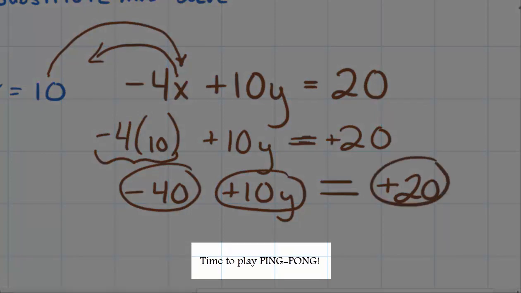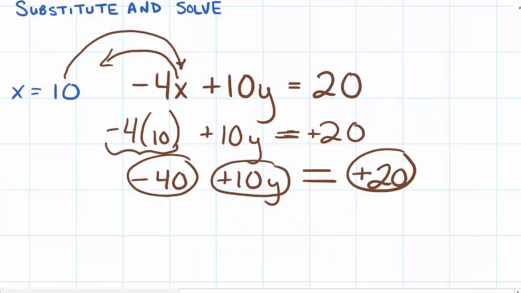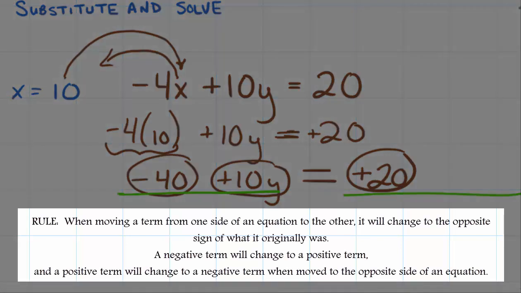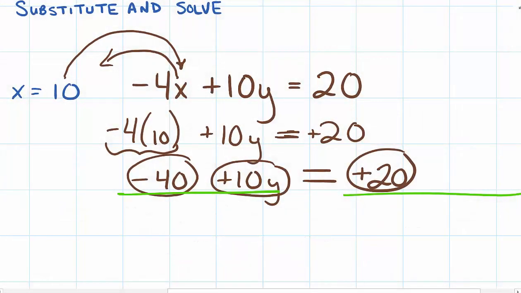All right, so when I solve equations, I teach all my students, this is like a ping pong table, and the equal sign is our net. And we can ping pong any term we want to the other side of the equation. The only rule that we have to follow is that it's going to change to the opposite. So my negative 40, I hate negatives. I want to ping pong those over the net.